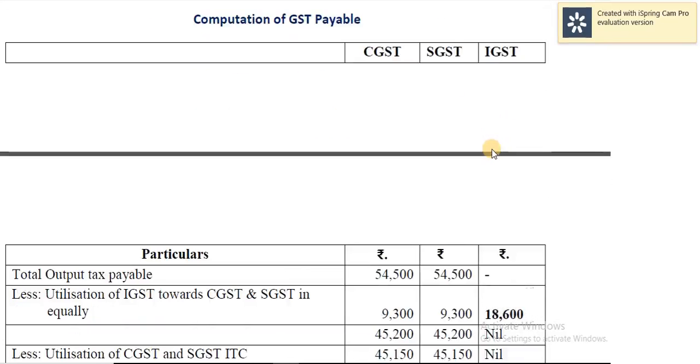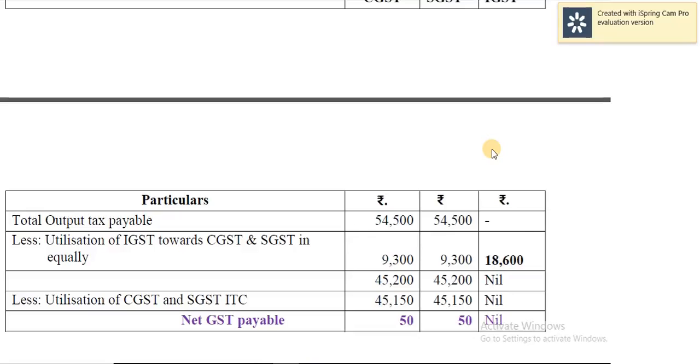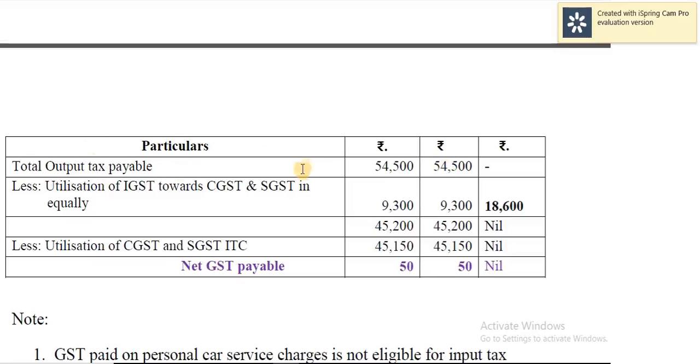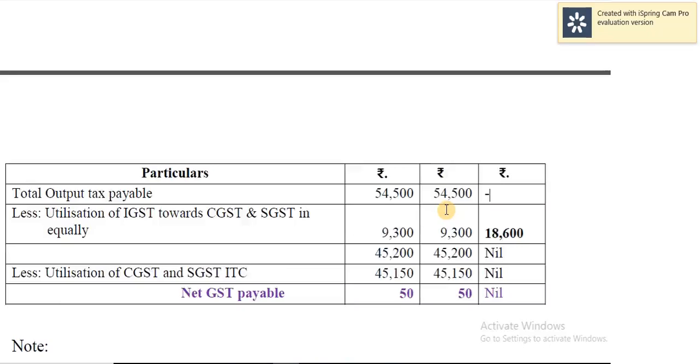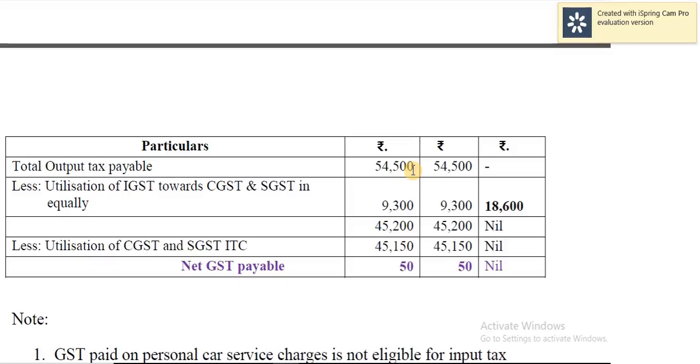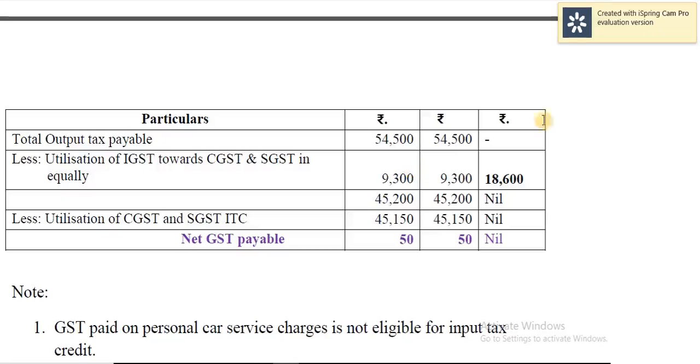Now let us find out how net tax is being computed. Output tax payable is 54,500, 54,500 and nil here. But input tax credit, you find here 18,600 IGST. So first IGST should be utilized. There is no output tax here as far as IGST is concerned, so this is considered to be surplus. So that should be utilized towards payment of CGST and SGST.